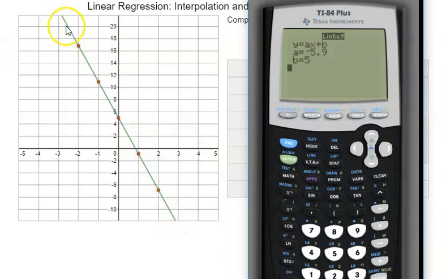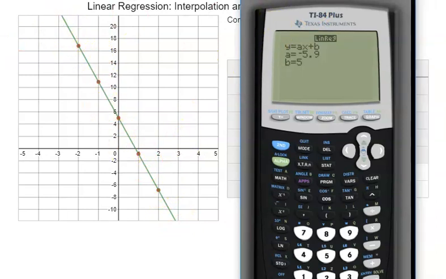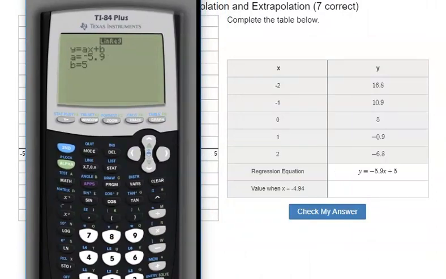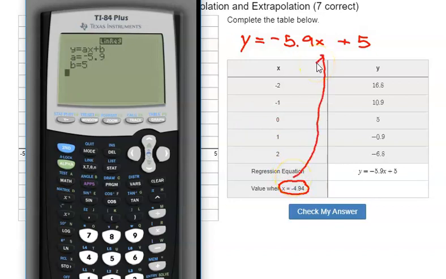I can estimate that by looking at the line of best fit, but it turns out that I can do some calculations and make a far more accurate prediction. So here's what I do in order to do that. I'm going to take my equation, I'm just going to write it down here so we can take a look at it a little more closely. And what I'm going to do is take this x value, negative 4.94, and substitute that in for x.